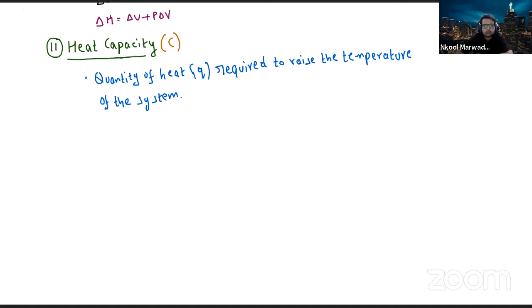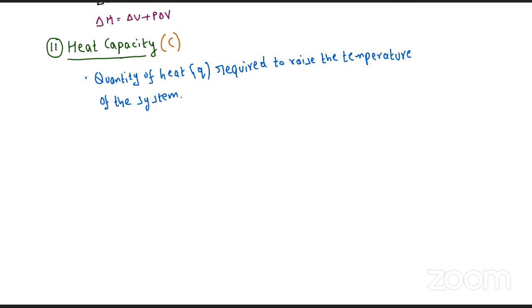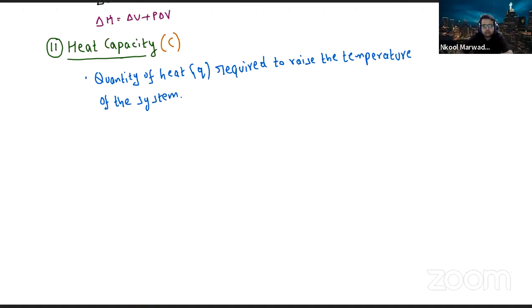In any system, if we introduce some heat, because of which an increase in temperature will take place, the system will go from T1 to T2. Now let us suppose if the quantity of heat required is more, then we say that heat capacity is more.